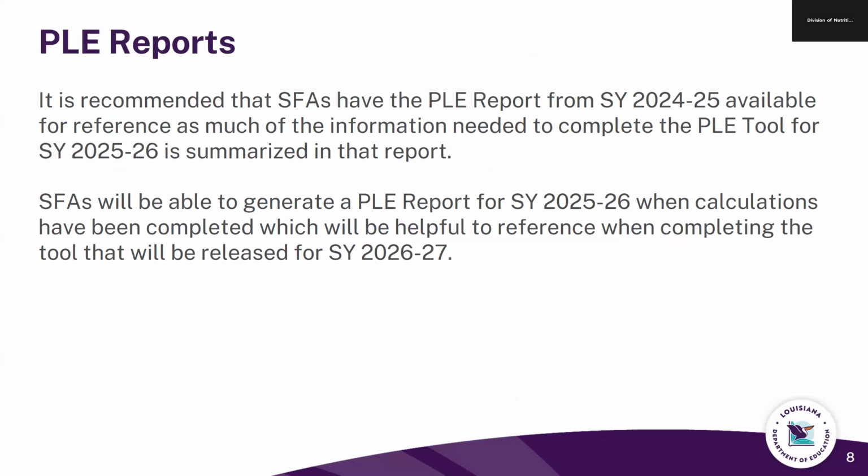So the PLE report. Like I just talked about needing previous year reports, it is recommended that you have your paid lunch equity report from 2024-2025 available for reference, as much of the information needed to complete this tool for 25-26 is summarized in that report. SFAs will be able to generate the paid lunch equity report for 25-26 when calculations have been completed, which will be helpful to reference when you're completing the tool for 26-27. So always keep your previous PLE tools because you're always going to need to reference them for completing the next school year's tool.